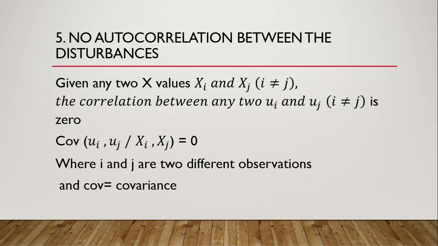u1 and u2 are not correlated. There is no correlation between two disturbance terms, u1 and u2, or u2 and u3, or u3 and u4. They are not correlated. Any two values of disturbance terms are not correlated. So this assumption is known as the assumption of no autocorrelation, or the assumption of no serial correlation.